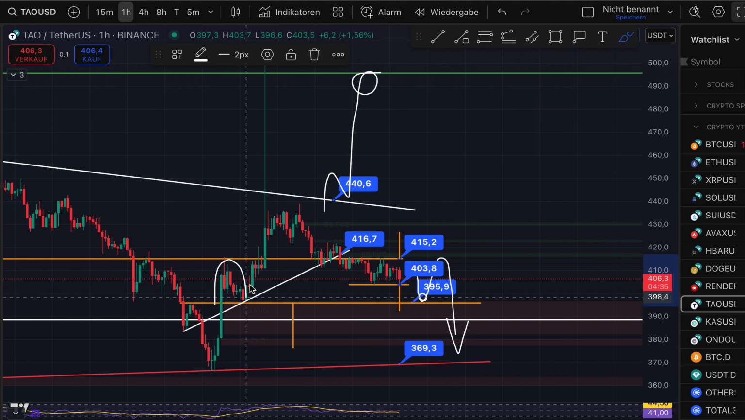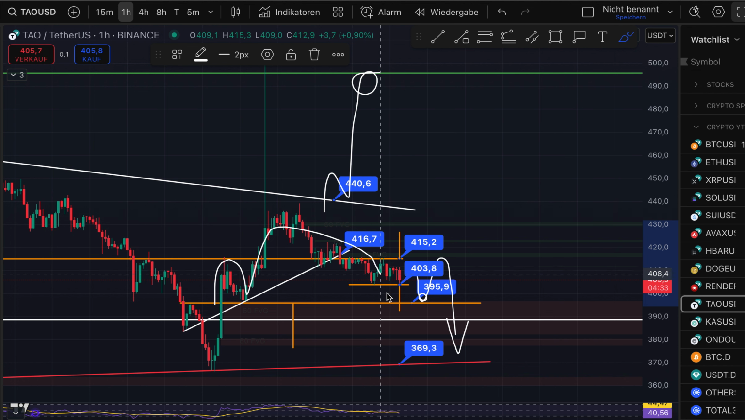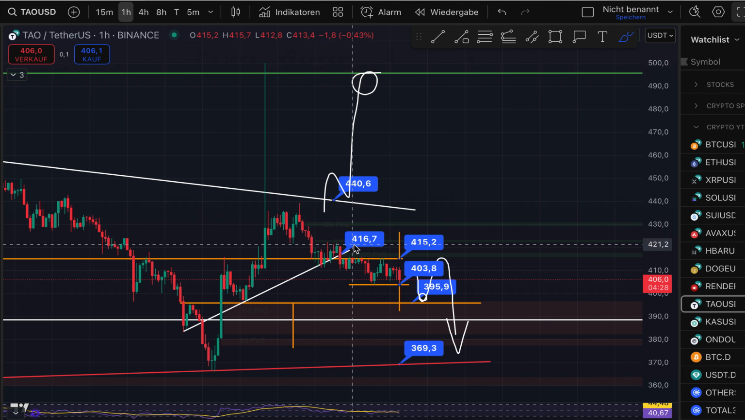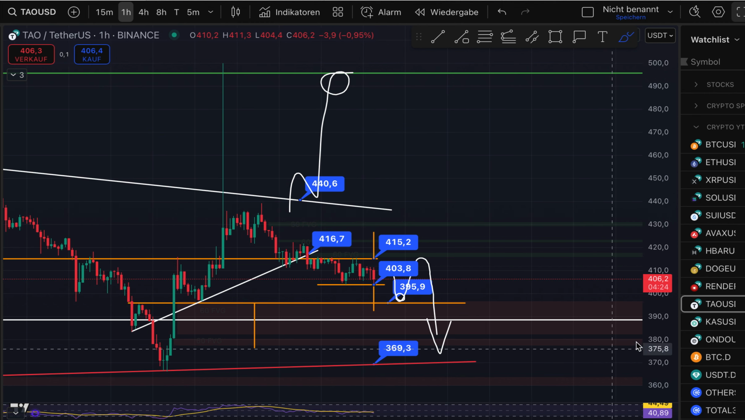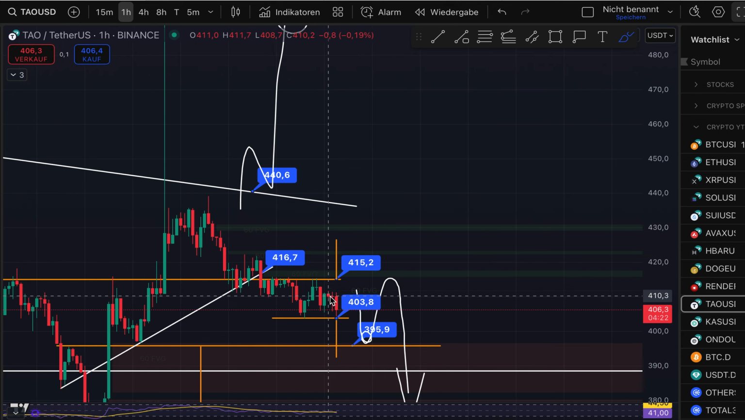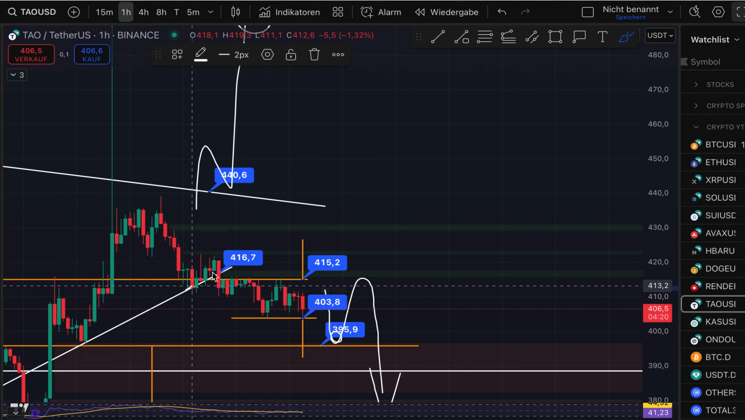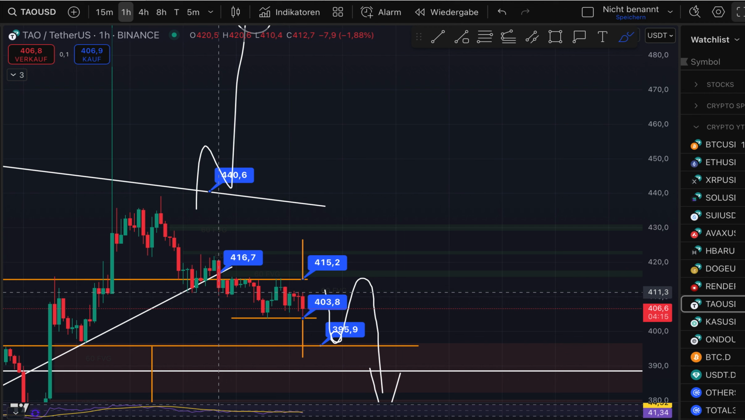Left shoulder, possible head, and afterwards the right shoulder. We don't have to get the right shoulder. I also see a rectangle at the moment. So basically here we broke to the downside. Let me talk about first why I went into a short trade.